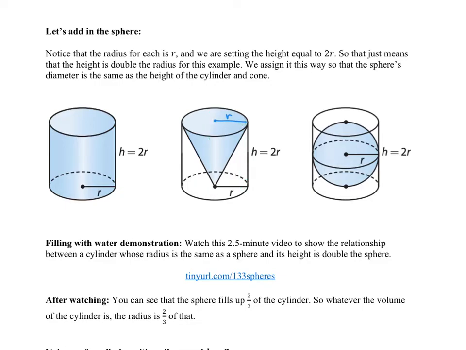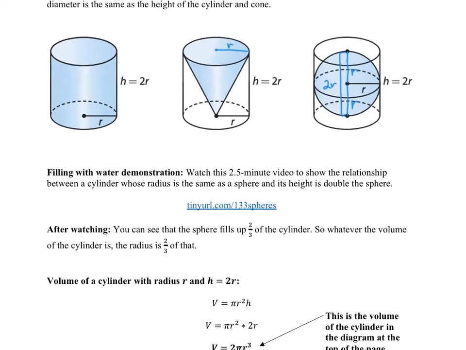And then you can see that the sphere fits exactly in the cylinder because if the radius is r, the distance from the center of the sphere to the top is r, and from the center to the bottom is r, so this full length is 2r. So that full length, or the diameter of the sphere, is 2r. Again, they're all coming from the same base cylinder.